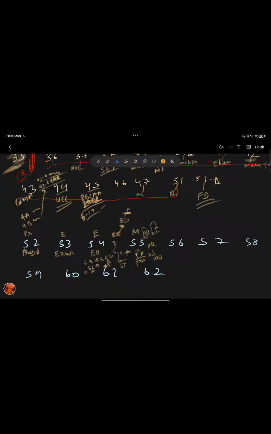So T is the term. The term is 5 years. TRE, I always forget this, is eligibility for re-election. Eligibility for re-election is infinite in India. In the USA, it's two times.